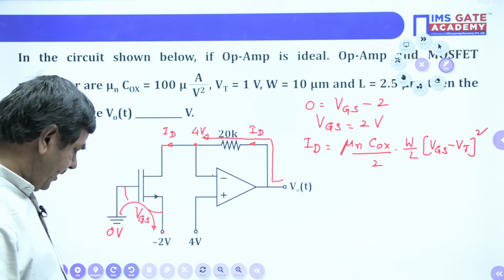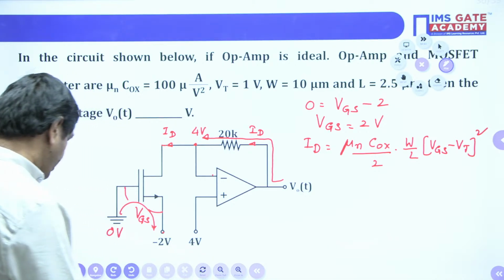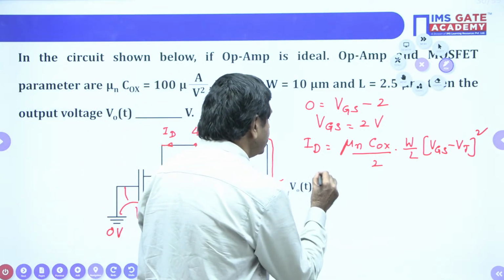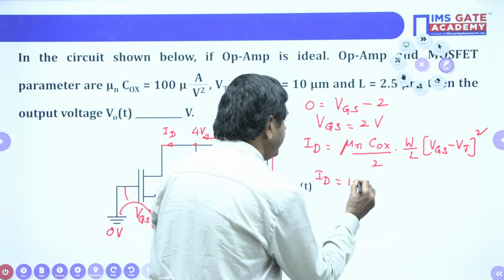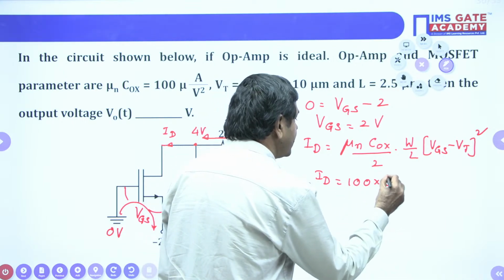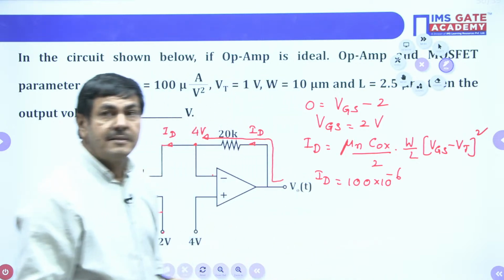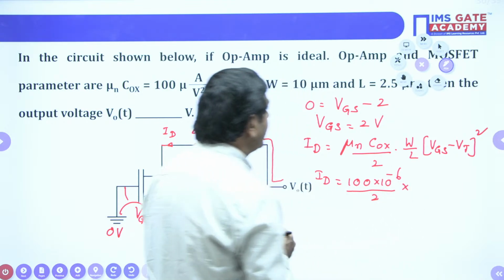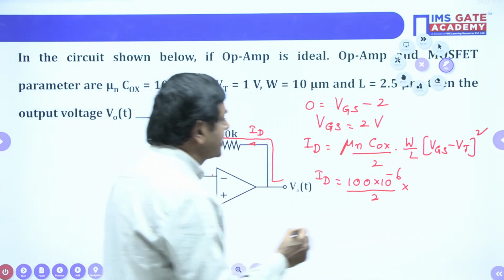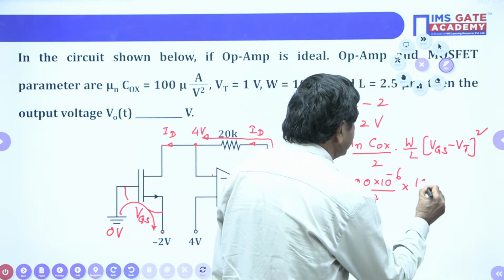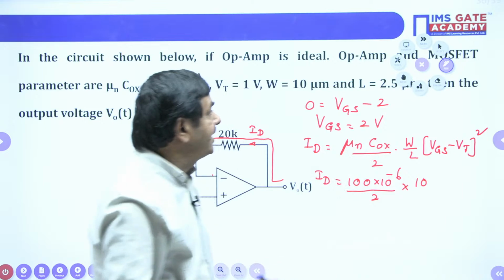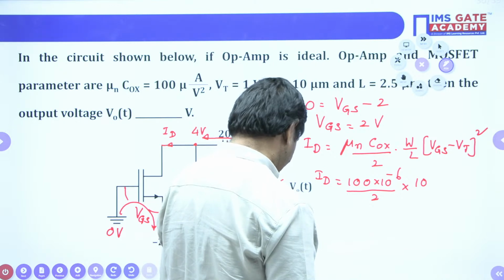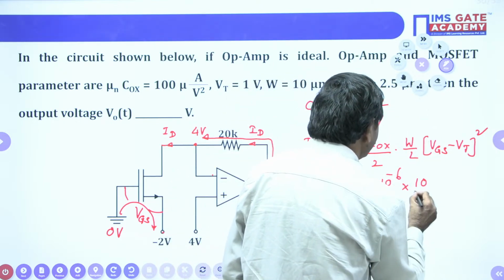From the MOSFET we know the formula, and in the problem mu n and COX values are given, so directly you can substitute here. Mu n COX is given as 100 micro, that is 100 into 10 power minus 6, divided by 2, into W. What is the W value? 10 micrometers, I can put 10 micro. L is also 2.5 micro, so the micrometers cancel. Divide by 2.5.